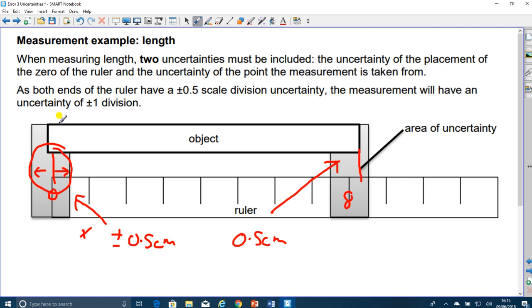However, if we were off by half a scale here and half a scale here, in the worst case scenario, it would give us a reading of 9 centimetres or 7 centimetres if both of the errors went in the wrong direction. And therefore, we have to add them together. So we know the reading, in this case, would be 8 plus or minus 1 centimetre, because we add the two 0.5s, because we cannot be accurate to greater than plus or minus 1 centimetre or 1 division in this case. That's the example for a measurement, because in a measurement we have 1 there and 1 there.